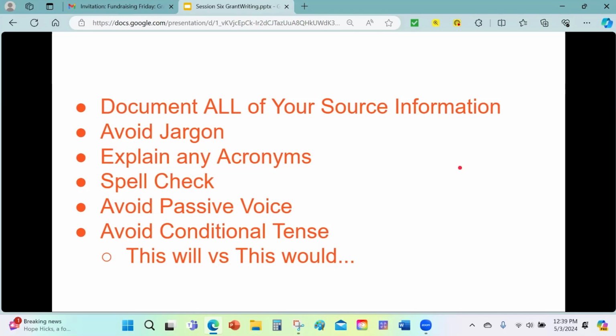Of course, you want to spell check. And here are just two writing tips in general for grants overall. We want to avoid passive voice. We want to stay active, right?